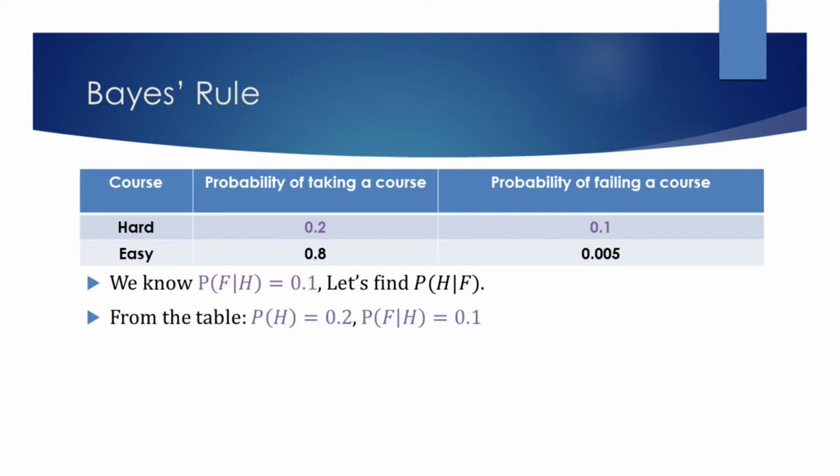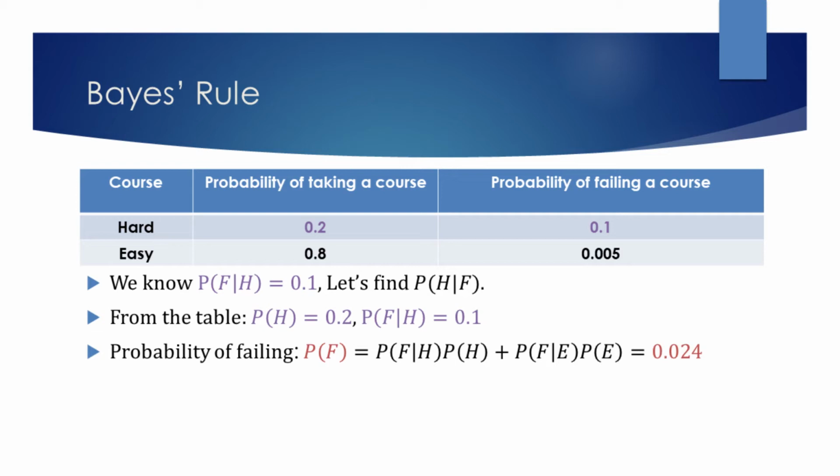To use the Bayes' rule, we will need the probability of taking the hard course. According to the table, it is equal to 0.2. We also need the probability of failing a course, given it was the hard course. This is also given by the table and is equal to 0.1.